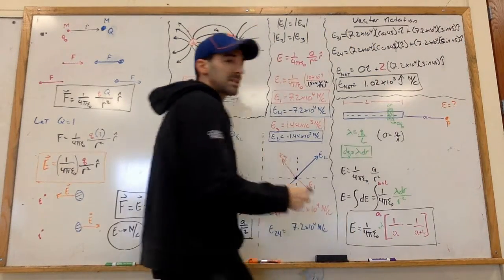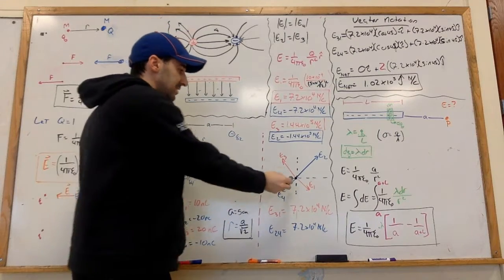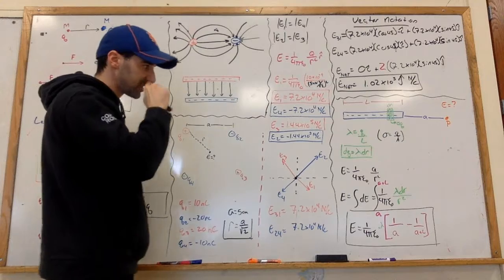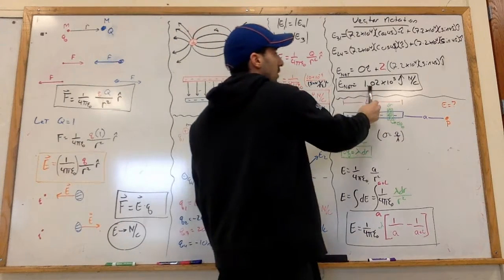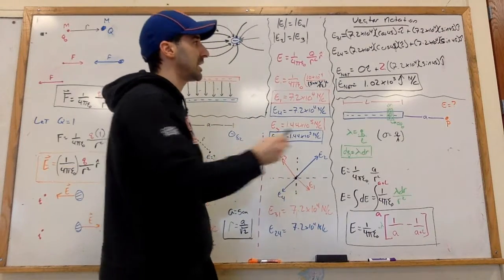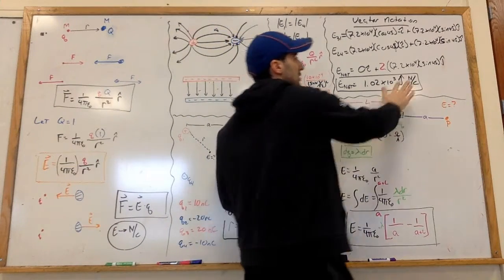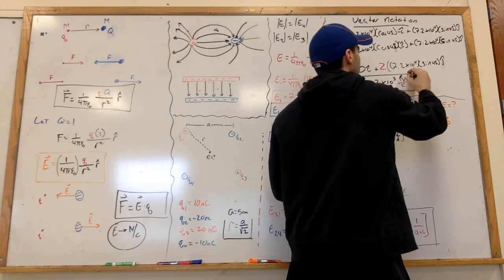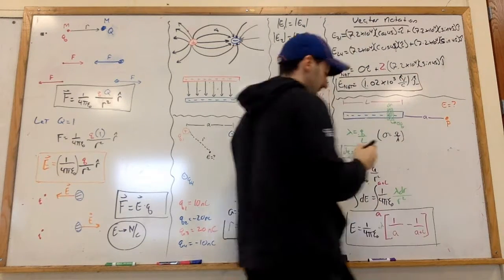7.2, 7.2, sine 45, sine 45, both in the j hat direction, means I have 2 times that in the j hat direction, which means my net electric field in the center of this picture, due to those 4 electric charges, is just 1.02 times 10 to the 5th newtons per coulomb in the j hat direction.